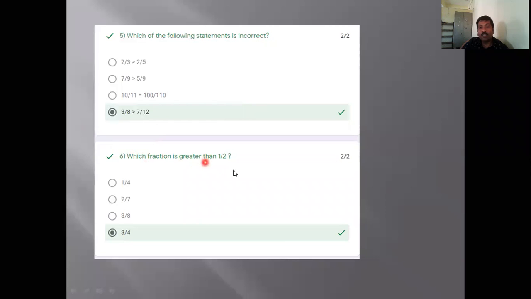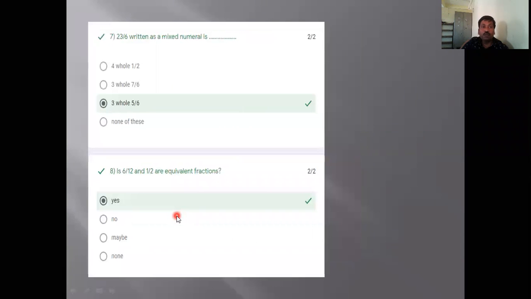Question number 6. Which fraction is greater than 1 by 2? To find this, we will compare 1 by 2 to 1 by 4, 1 by 2 compared to 2 by 7, 1 by 2 compared to 3 by 8, and 1 by 2 compared to 3 by 4. In which option do we get the greater value? The answer will be 3 by 4. We will compare these two fractions according to the previous questions. Okay. Now question number 7.